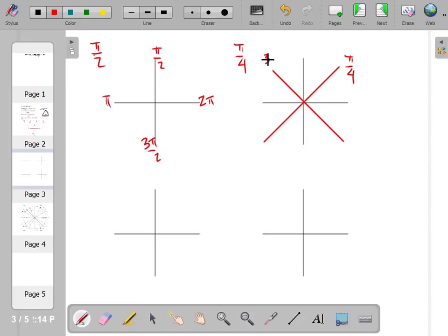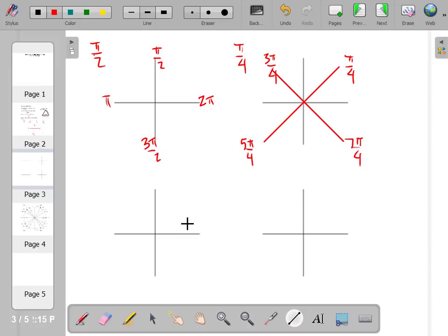This is 3 pi over 4, 4 pi over 4, pi, 5 pi over 4, 6 pi over 4, which is 3 over 2, 7 pi over 4. Those are all your reference angles. Why did I write 6? I might have been saying 6. 5 pi over 4. 1 pi over 4, 3 pi over 4, 5 pi over 4, 7 pi over 4. Those are all your reference angles for 45 degrees.